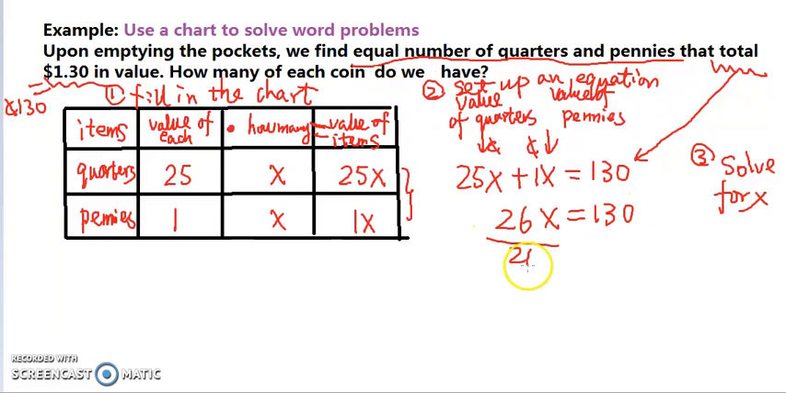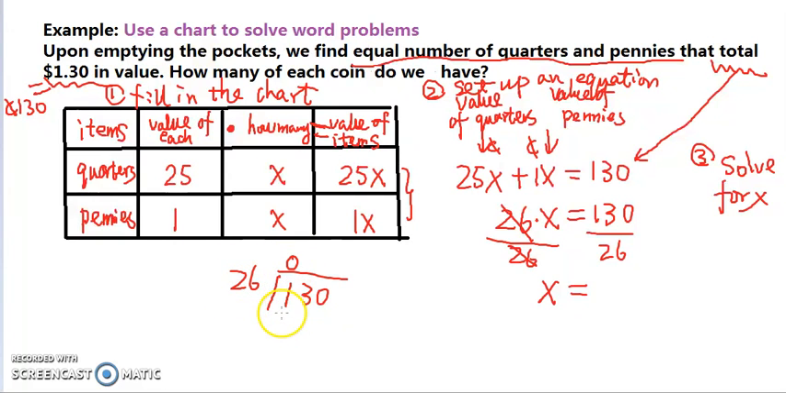We divide both sides by 26 because the operation between 26 and x is multiplication, so we do the opposite of multiplication, which is division. 26 divided by 26 gives us 1x, and 1x is just equal to x. On the right-hand side, we do 130 divided by 26. 26 goes into 1 zero times, 26 goes into 13 zero times, and 26 goes into 130 five times.